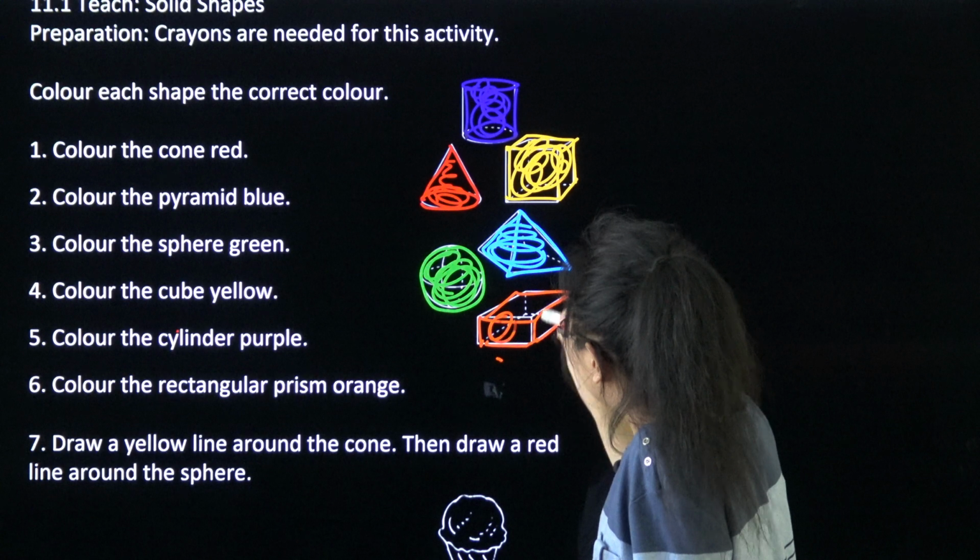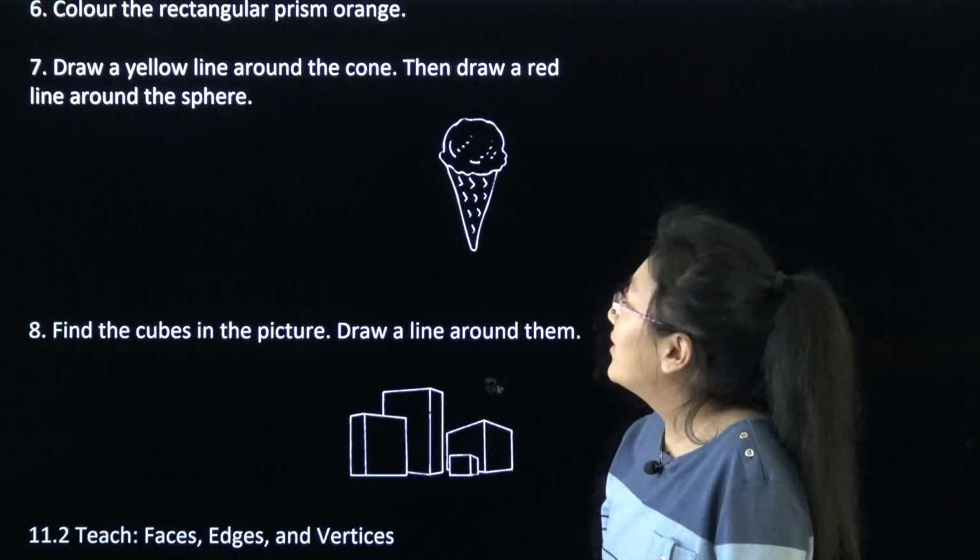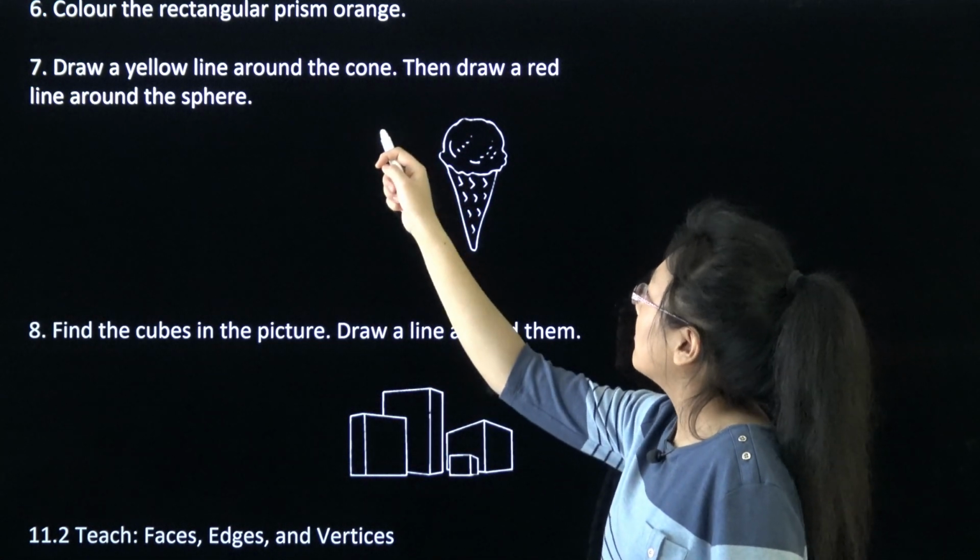So, now let's color this one orange. Question number 7. Yay, we're done that exercise. Now we're on this one. Draw a yellow line around the cone.